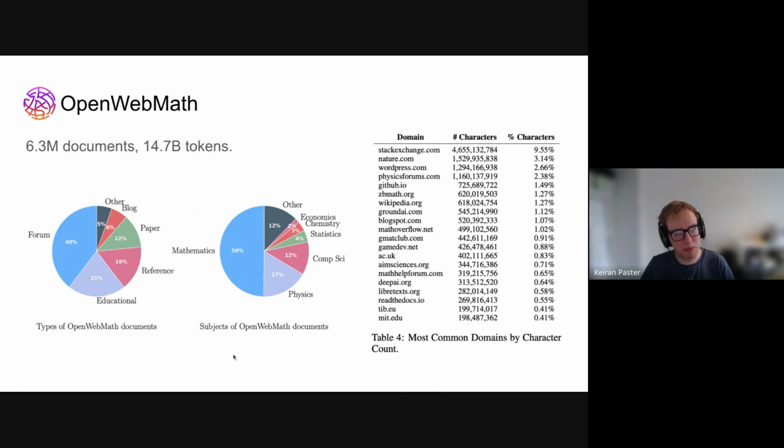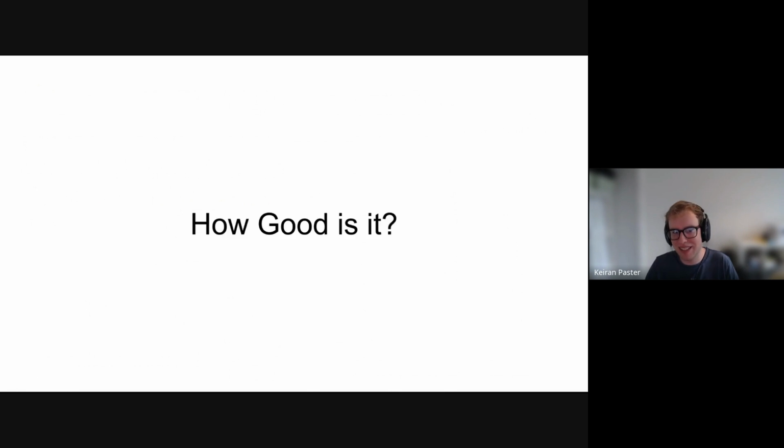And so yeah, we end up with 6.3 million documents, 14.7 billion tokens. And the question now, and I think a very scary question, is how good is it? You do all these steps, you spend all this money to process this data set, and basically, how do you even tell whether you made these decisions correctly or how good the data set is?